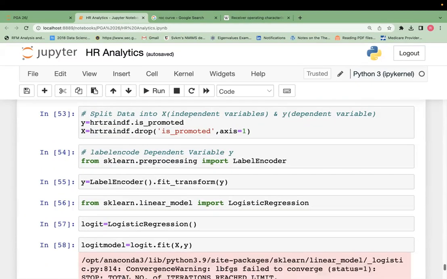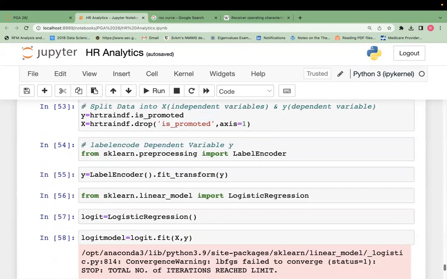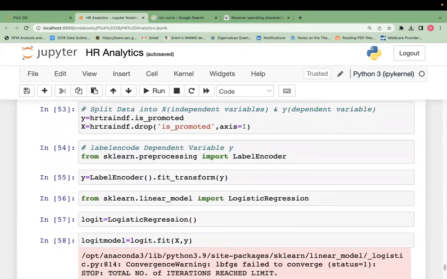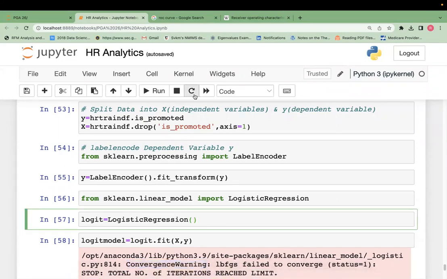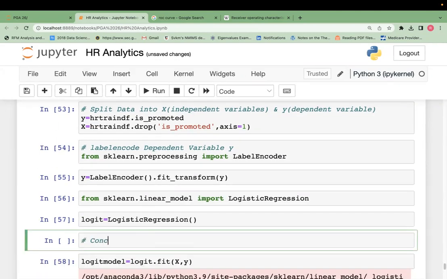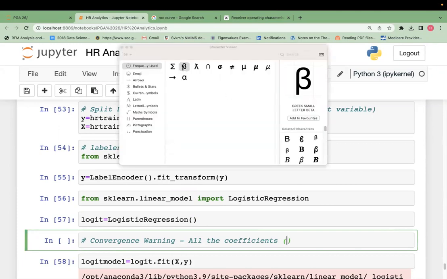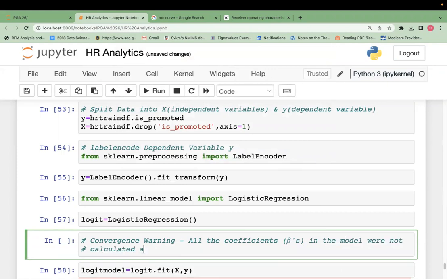You got a warning here. This is also a very important warning you should always look for. So what is the warning saying? The primary thing is a convergence warning. All of you got the warning, right? In machine learning, this is a very important thing which you need to understand. Convergence warning concerns the coefficients, which are your betas. You might get a convergence warning in regression, and you might also get it in classification.